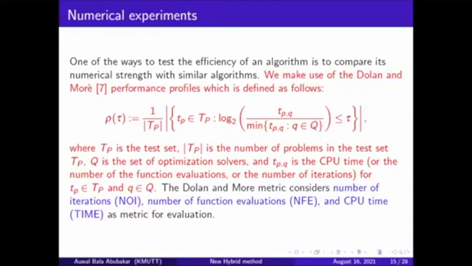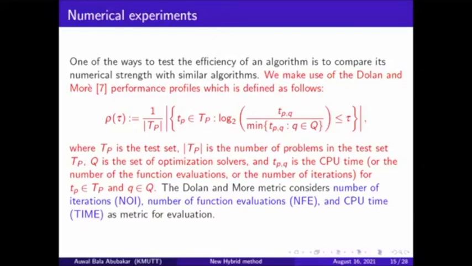So next is the numerical experiment. After designing your algorithm and proving its convergence, the next task ahead of you is to actually show its efficiency by comparing it with existing, similar algorithms, to show whether it's actually efficient and worth publishing.